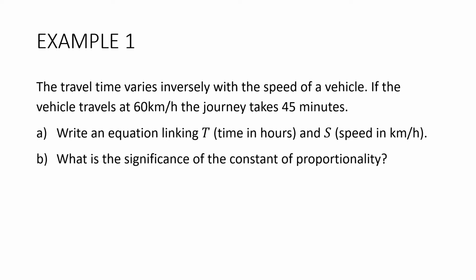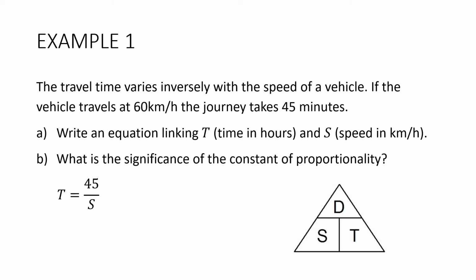What is the significance of the constant of proportionality? So let's have a look at our equation. What's the significance of this 45? Let's have a look at the distance, speed, time triangle. The triangle tells us that time is equal to distance over speed. Distance over speed. So that 45, it's the distance to be travelled.